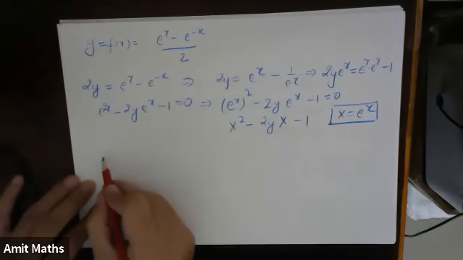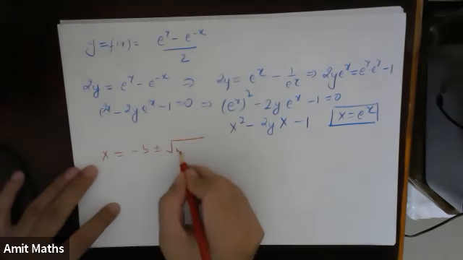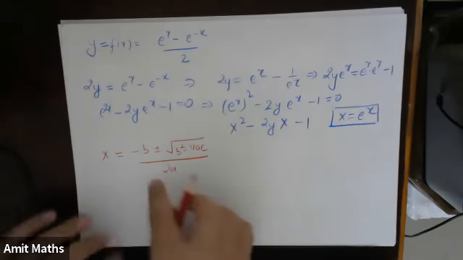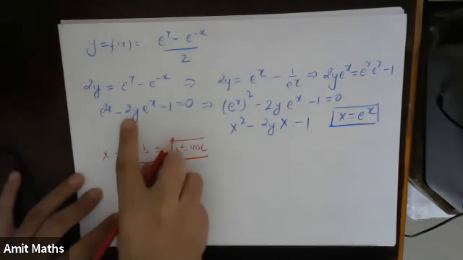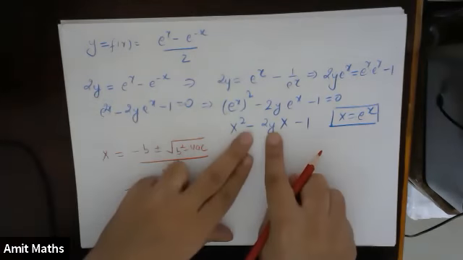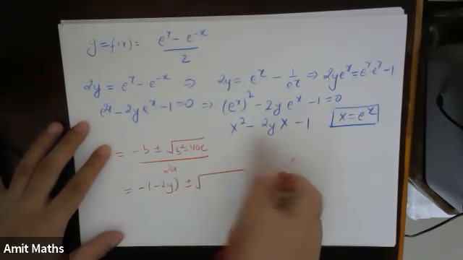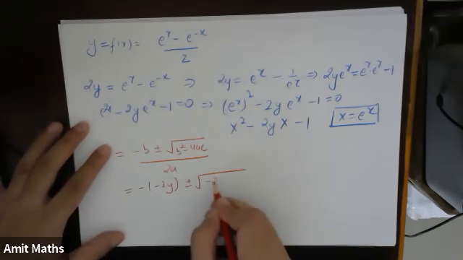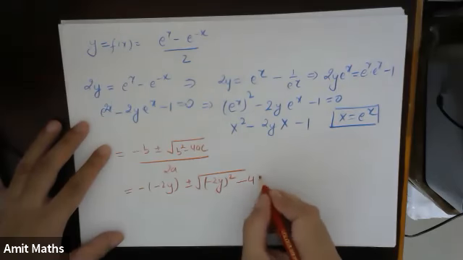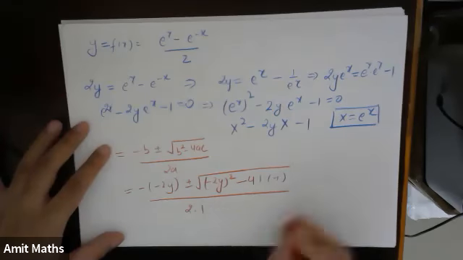So if I write the solution, capital X is equal to minus b plus minus under root of b square minus 4ac upon 2a. What is b? b is equal to minus 2y. So this is minus of minus 2y plus minus under the root of b square. What is b square? b square is minus 2y whole square minus 4 into a, a is 1 and c is minus 1, upon 2 into a, a is 1.